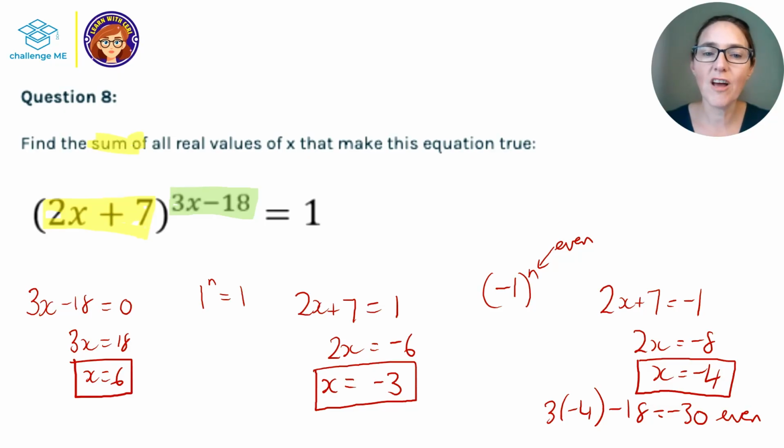So if we do the sum of all our real values of x, the sum is going to be 6 plus -3 plus -4, which is -1. And that is the solution to this problem, -1. Okay?